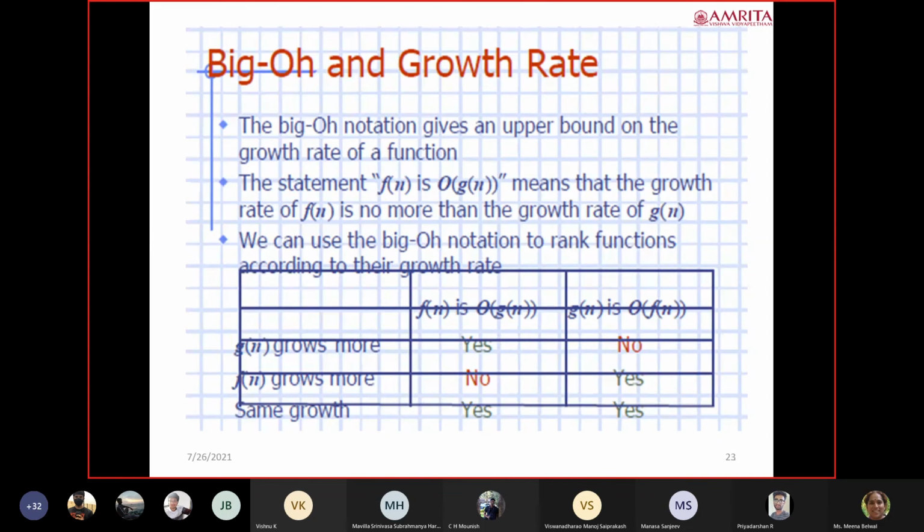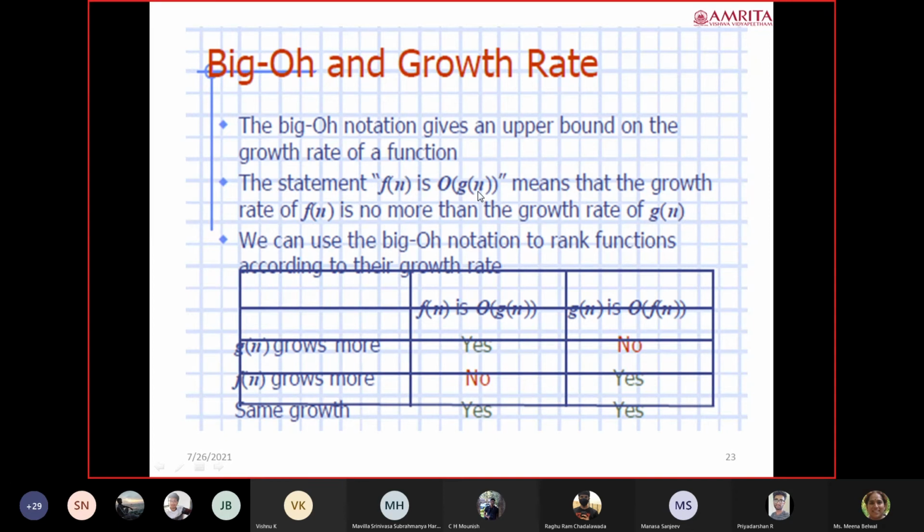Okay. So we know the big O and the growth rate. What we understood from those plots is that big O notation gives an upper bound on the growth rate of a function. So I mean to say that whenever I say f(n) is O of g(n), it means that the growth rate of f(n) is no more than the growth rate of g(n).